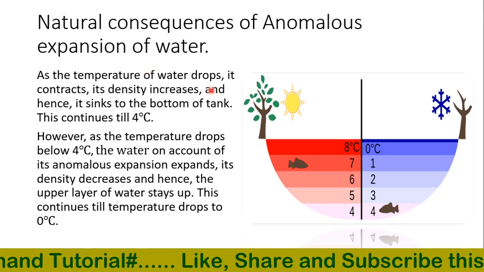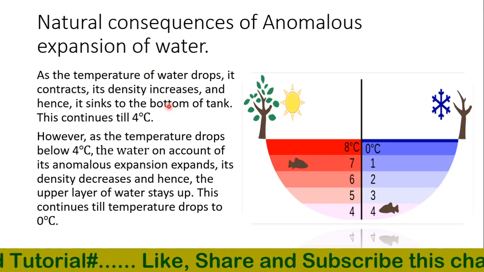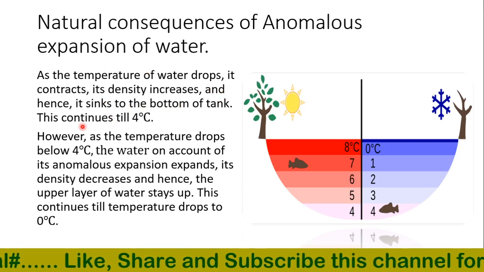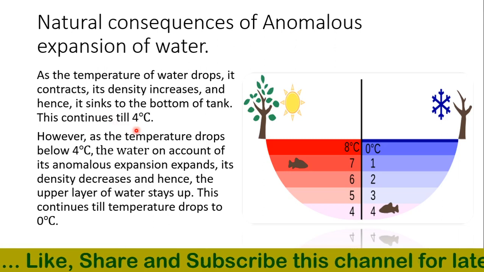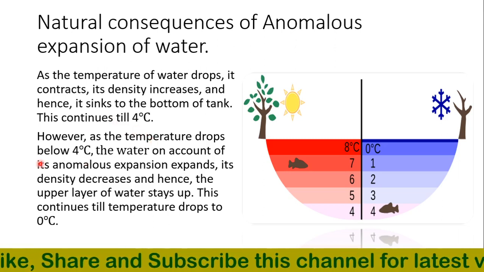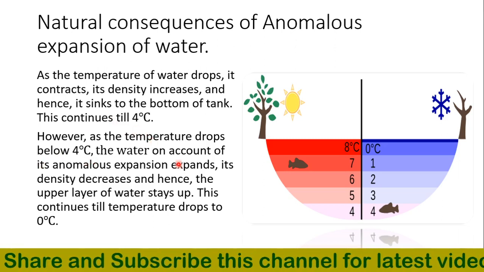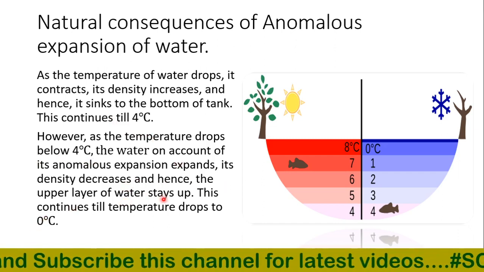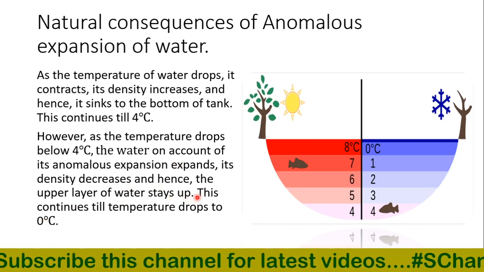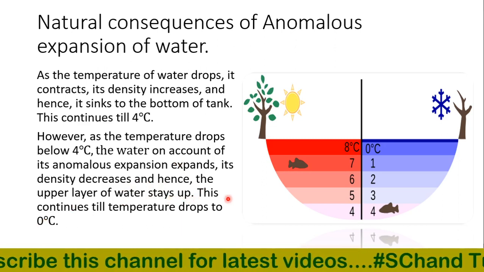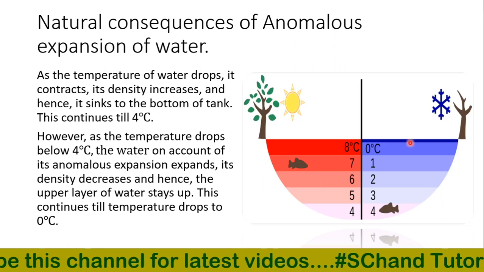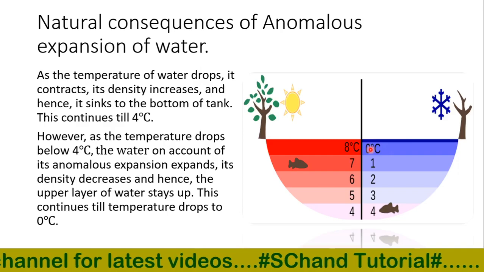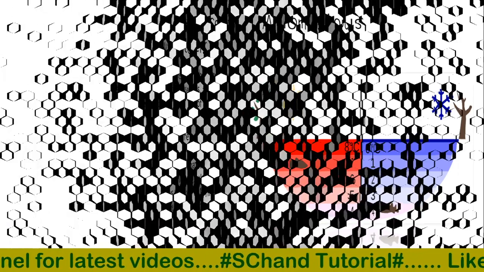As the temperature of the water drops, it contracts and its density increases, and hence it sinks to the bottom of the lake or tank. It continues till 4 degrees Celsius. Wherever the temperature drops below 4 degrees Celsius, the water, on account of its anomalous expansion, expands and its density decreases, and hence the upper layer of the water stays up. This continues till the temperature drops to 0 degrees Celsius. This is one of the natural consequences of anomalous expansion of water.